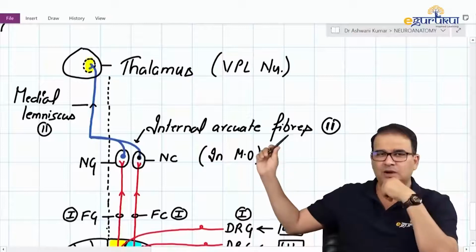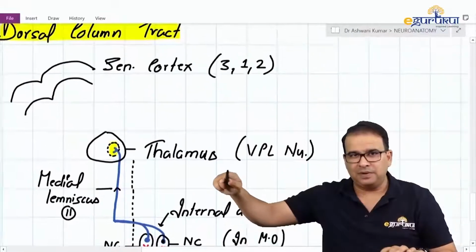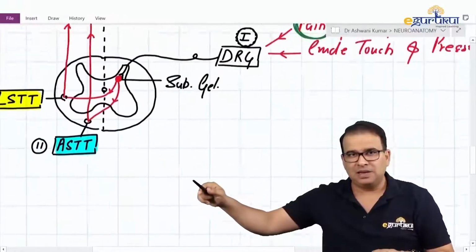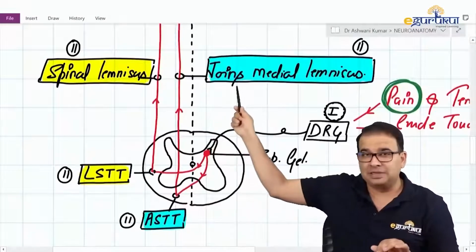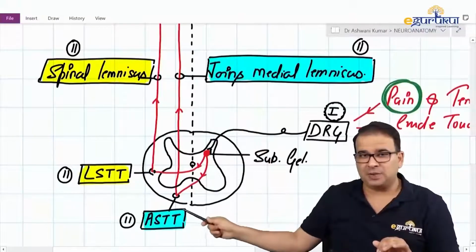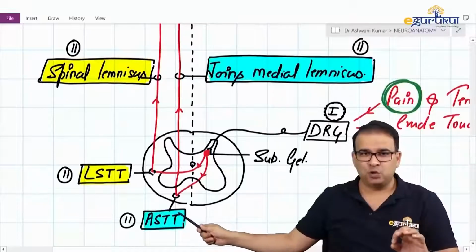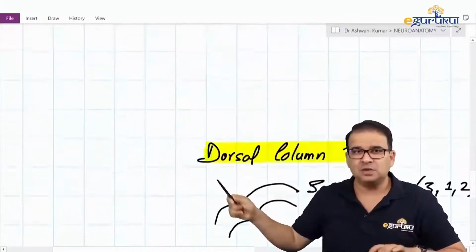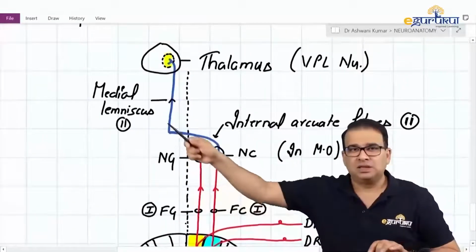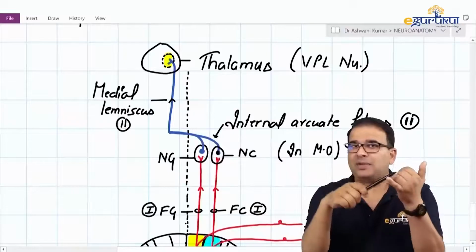Now, I hope you understood the point of medial lemniscus here, because in the previous case we said about the medial lemniscus that anterior spinothalamic tract joins the medial lemniscus. Anterior spinothalamic tract is carrying what sensation? Crude touch and pressure. So crude touch and pressure is going to join the medial lemniscus. Which medial lemniscus? Which you are looking here also. This medial lemniscus, which is carrying the dorsal column tract.